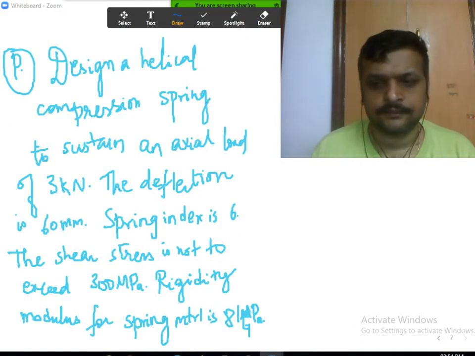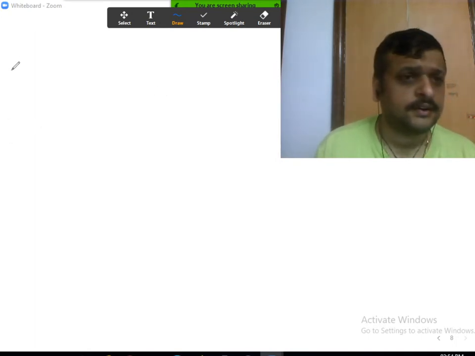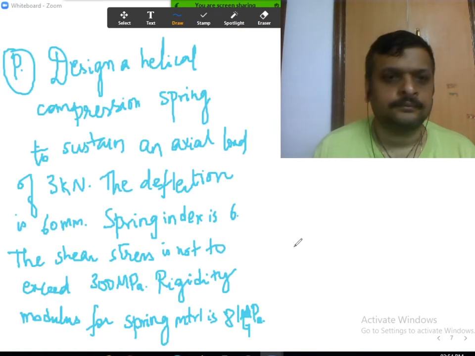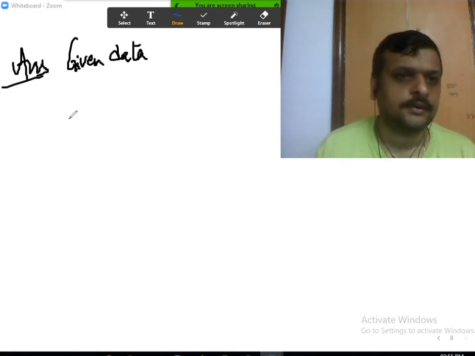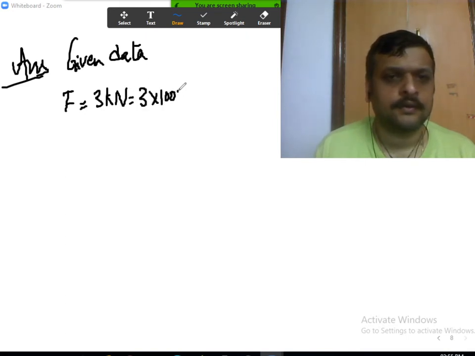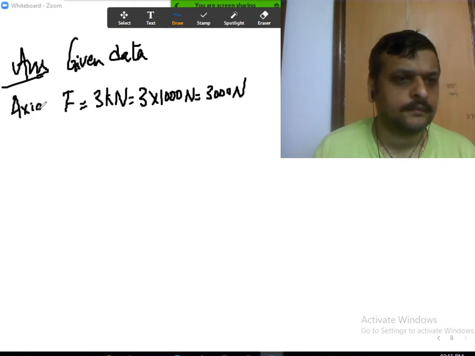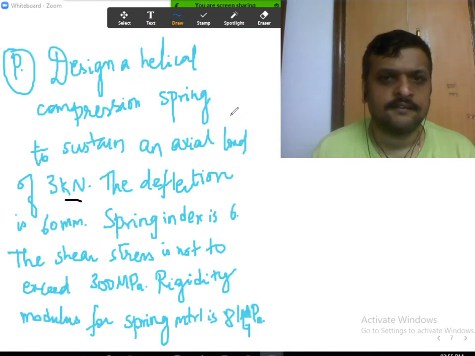Okay students, so friends, let us solve this problem step by step. Let us write what's the given data. Given data, we have load is 3 kilonewton, so capital F equals 3 into 1000 Newton, which is 3000 Newton. Then there is your axial load. What else is given, student? Deflection.